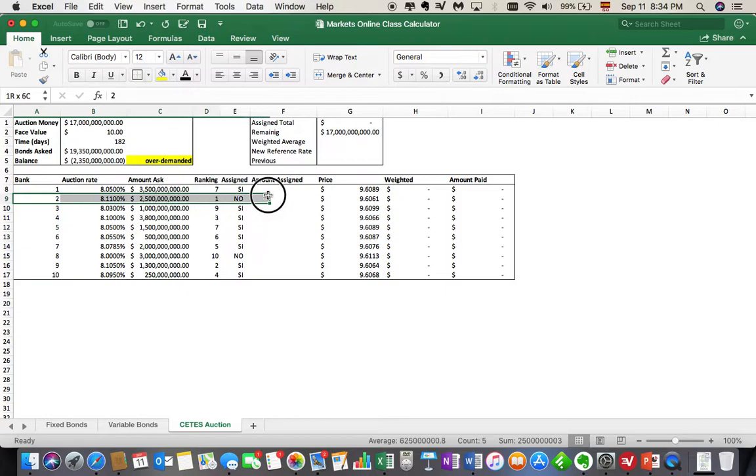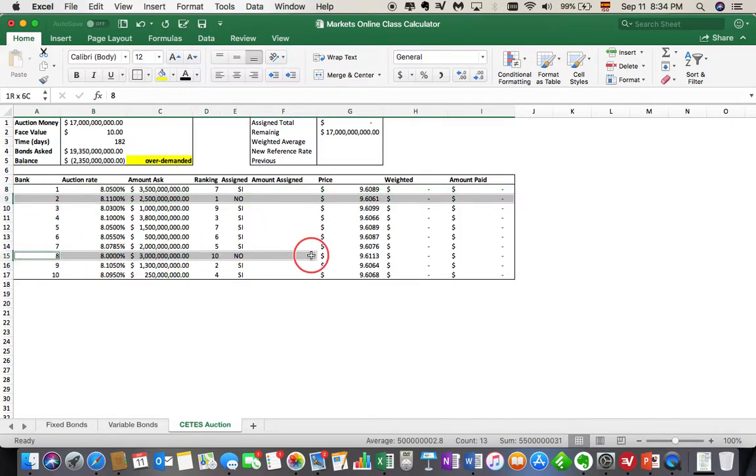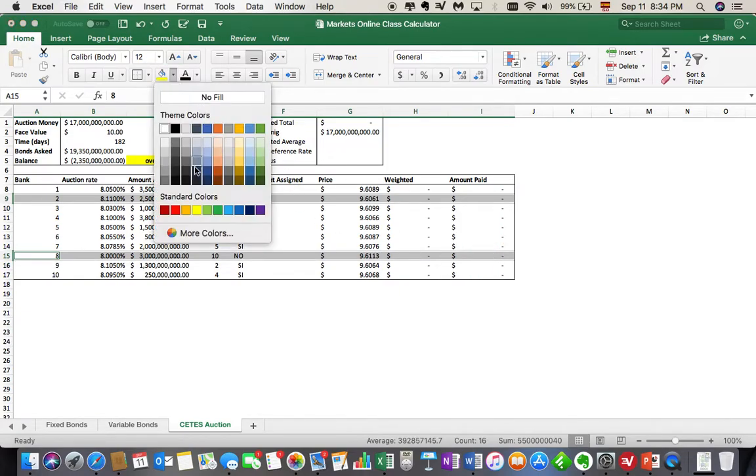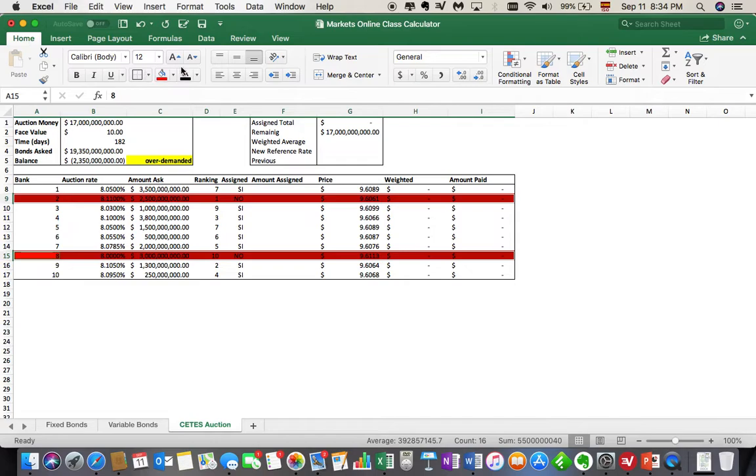First and last bank. Okay, I'm gonna put this in red so you remember that Banxico eliminates these two. It's just a way of keeping it in the range. Okay, it's for statistical purposes. So eliminating it means that Banxico won't give any CETES to these banks.